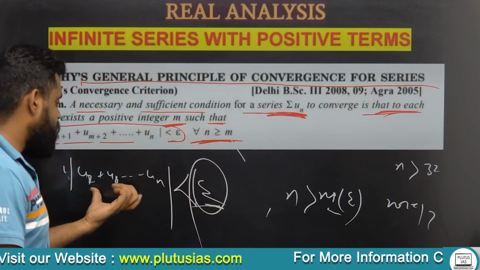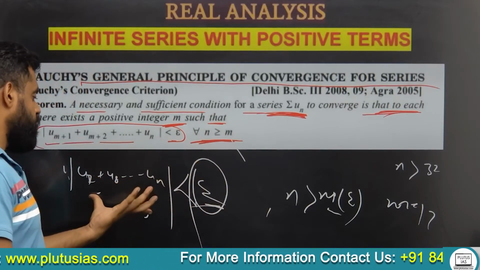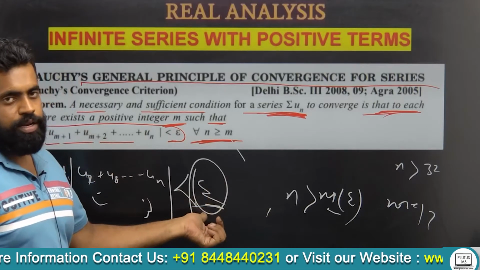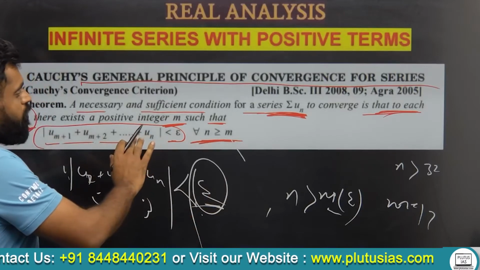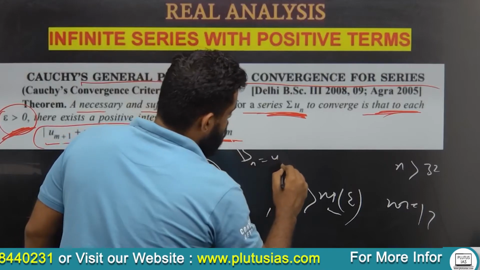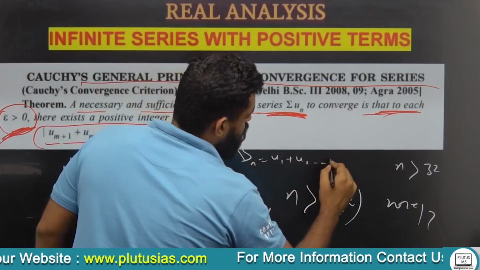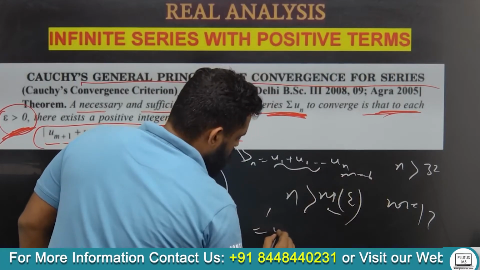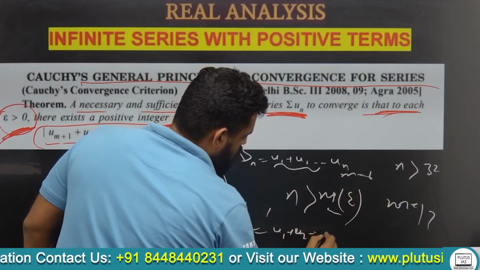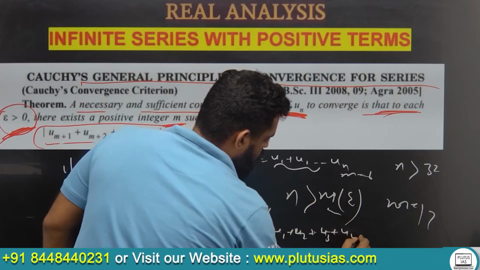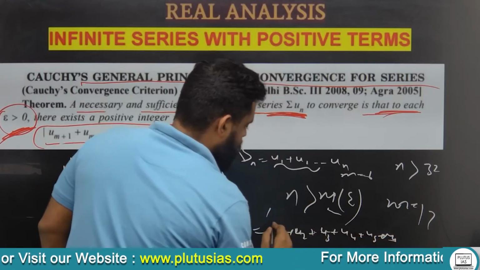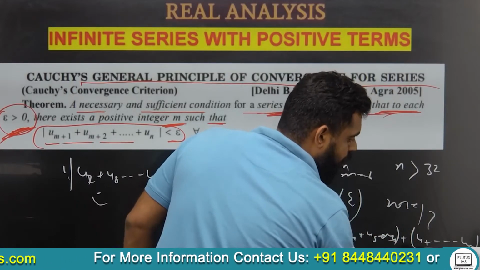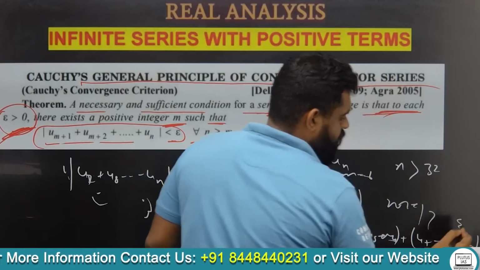Since after this m, the whole value of this would be less than some specific number, and this m depends upon this epsilon. Okay, so rest of the whole term, suppose if we consider Sn, u1, u2, dot, un. Suppose that in this case m is equal to 6, till u1, u2, u3, u4, u5, u6. And by Cauchy's principle, u7, dot, un, this is less than some number epsilon.